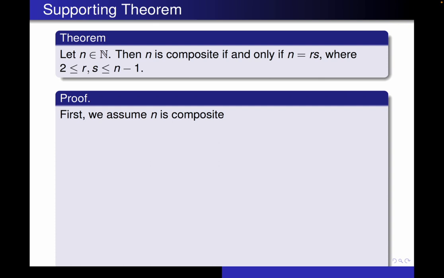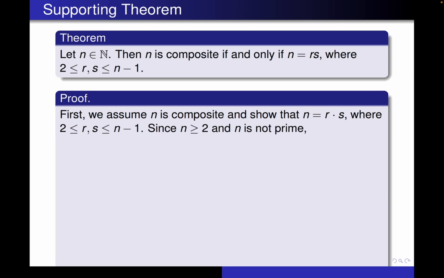It's an if and only if, so we've got to prove the theorem in two directions. First we're going to assume that n is composite, and we're going to show that we can factor it into two numbers, r times s, such that r and s are between 2 and n minus 1. So we know n is greater than or equal to 2.